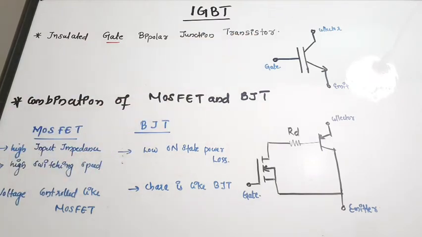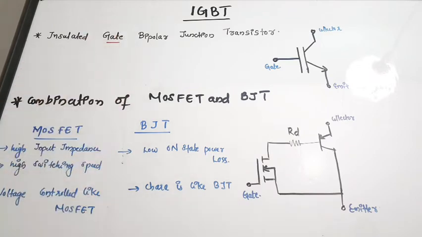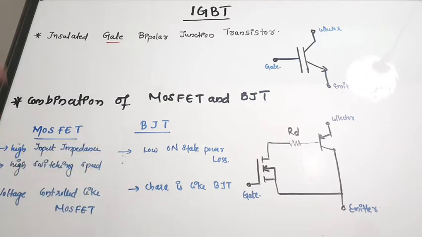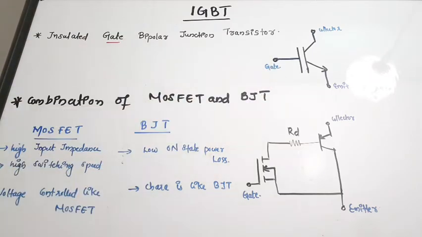Now, why is there a gate term here? Because we know in BJTs there are only three terminals: emitter, base, collector, right? But here, in insulated gate bipolar junction transistor, there is a gate. Why are we using the term gate here? Because IGBTs are not just transistors, but they are actually a combination of MOSFET and BJT. I hope it is clear. This is the most important thing you should know when you are studying IGBT.